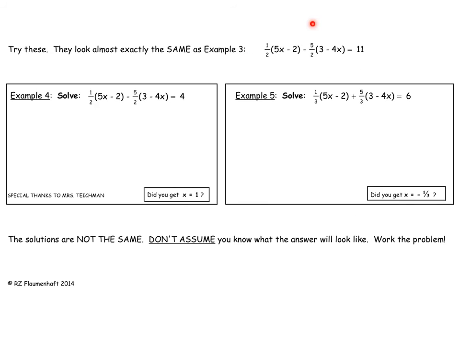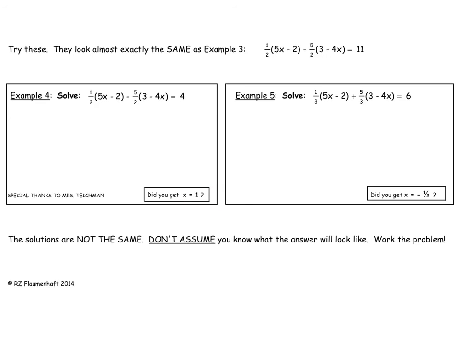Here's example 3 again, and if you study example 3 and compare it to example 4 and example 5, you'll notice that I made only minor changes. I just changed the number on the end, and I just changed the denominator of the fraction. When you look at these 3 problems, and pause the video if you want and really look at them carefully, you'll notice that at first glance they don't really appear all that different. However, thanks to Mrs. Teichman, the answer to example 4, I hope you'll find, is x equals a nice, neat 1.